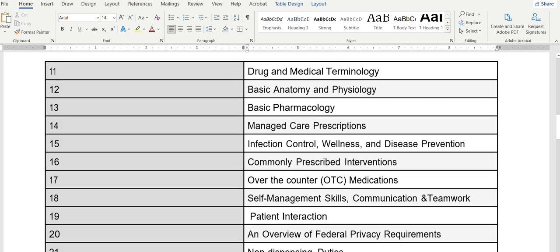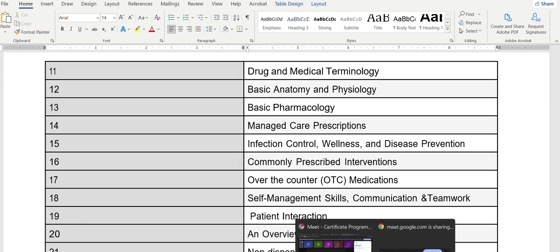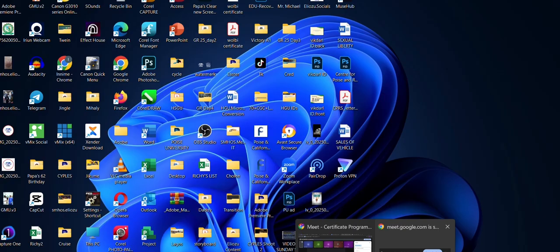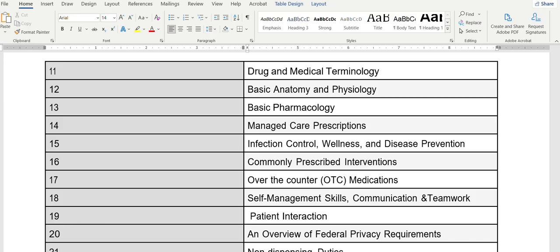We also have drugs and medication technology. We also have basic anatomy and physiology. That is a major component of drugs. The drugs go into the body, the physiology.